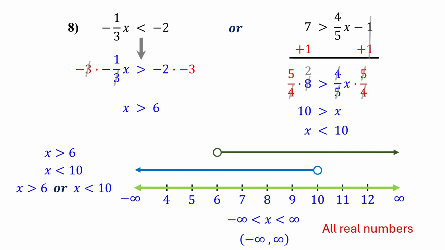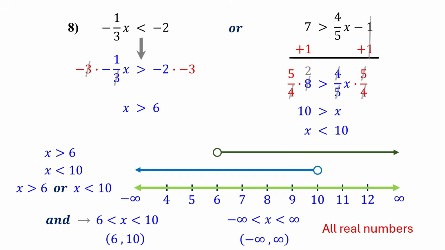For an and inequality, the solution is the overlap region, right? So where do these graphs overlap? Between 6 and 10, right? So for an and version, the solution would be all numbers between 6 and 10, but not including 6 and 10, because 6 is an open circle on the first, and 10 is an open circle on the second graph.